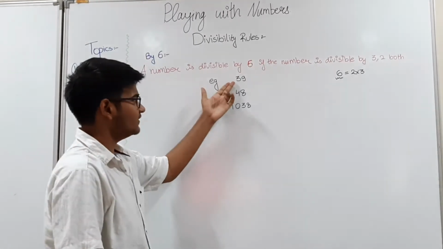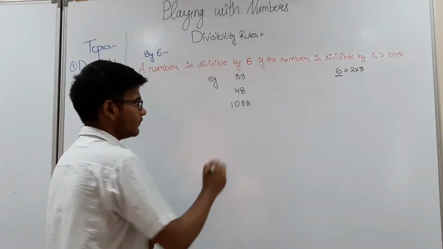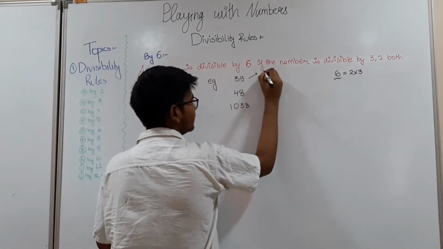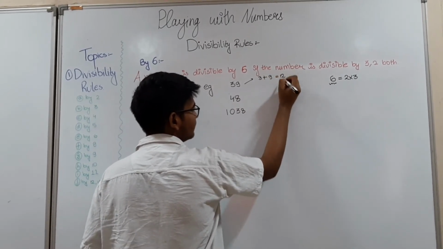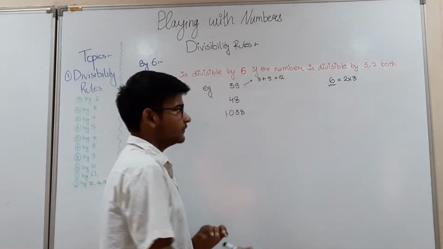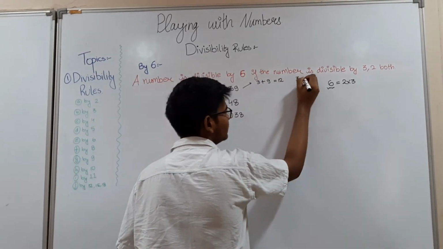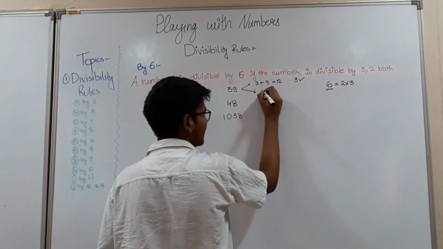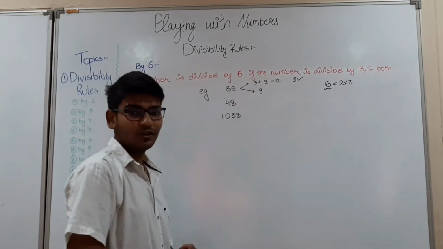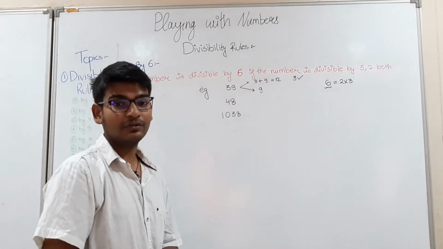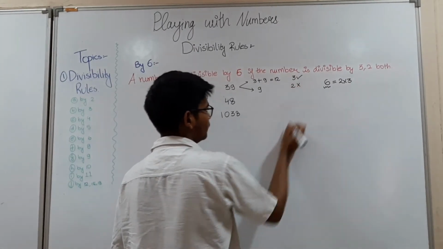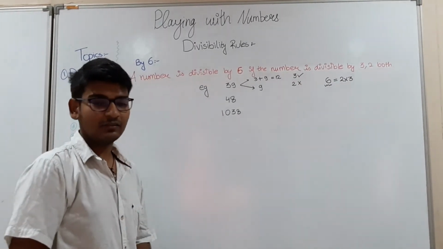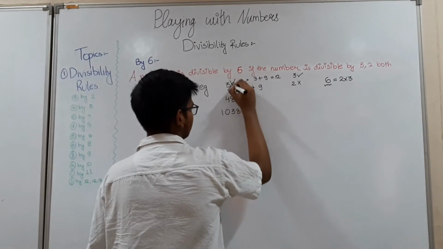So let us take the example of 39. The sum of digits is 3 plus 9, that is 12, which is divisible by 3. So it is divisible by 3. But since the last digit is 9, which is not 0, 2, 4, 6 or 8, it is not divisible by 2. So the number 39 is not divisible by 6.